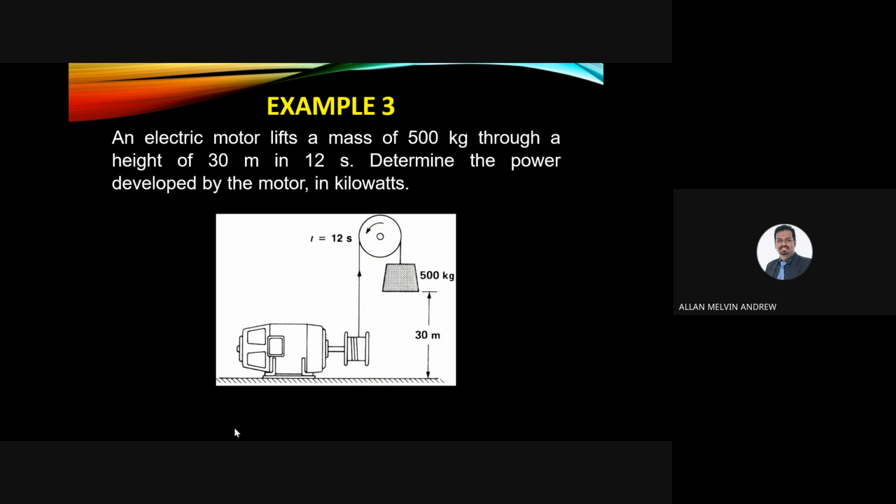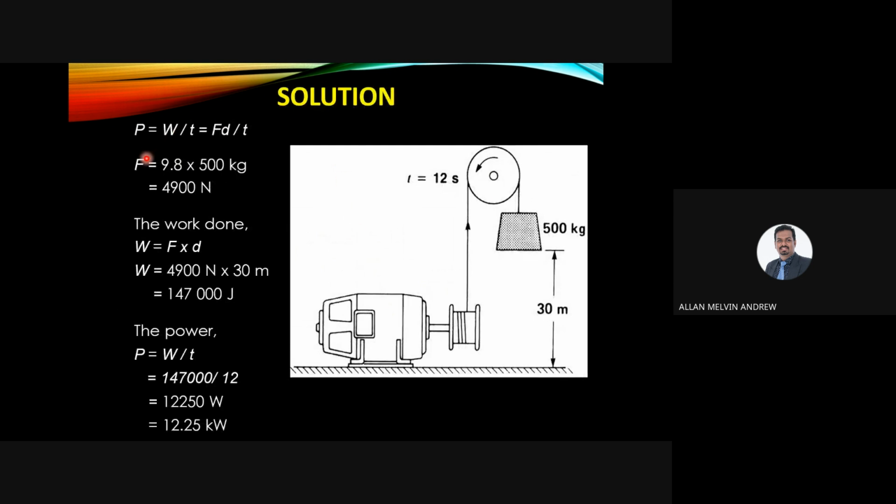Okay, so we see the solution. We know the formula P equals W over T. W we know is Fd, so we can use either this or this formula.